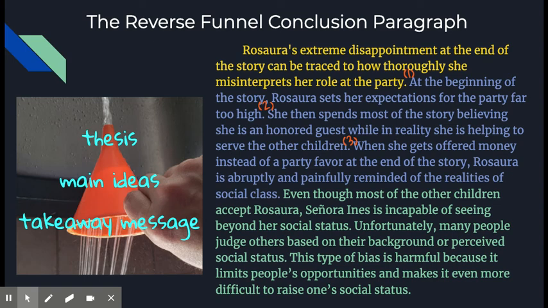Even though most of the other children accept Rosara, Senora Inés is incapable of seeing beyond her social status. Unfortunately, many people judge others based on their background or perceived social status. This type of bias is harmful because it limits people's opportunities and makes it even more difficult to raise one's social status. So you'll notice that I've gone from talking about social status in the story to out to social status in the world, and hopefully I've given my readers something to think about as they go back out into the world.